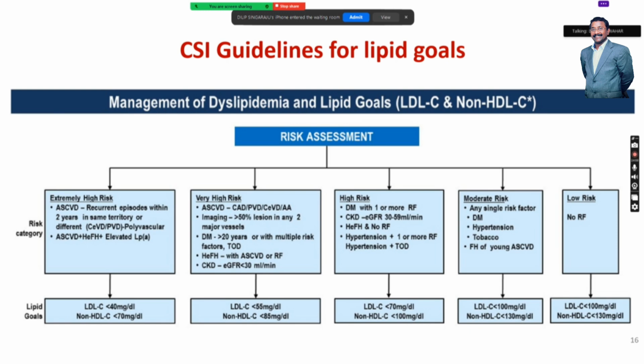So, what about the CSI guidelines? The Cardiovascular Society of India. See the risk assessment: extremely high risk individuals, very high risk, high risk, and moderate risk. Diabetes with one or more risk factors is high risk. Atherosclerotic cardiovascular disease is very high risk. Extremely high risk is atherosclerotic cardiovascular recurrent episodes within 2 years, in the same or a different territory, or polyvascular. Some people will have CAD and also CVA or peripheral vascular disease. They are extremely high risk individuals. Here the LDL-C goal is less than 40. In very high risk individuals, the LDL-C goal is less than 55. In high risk individuals, less than 70.